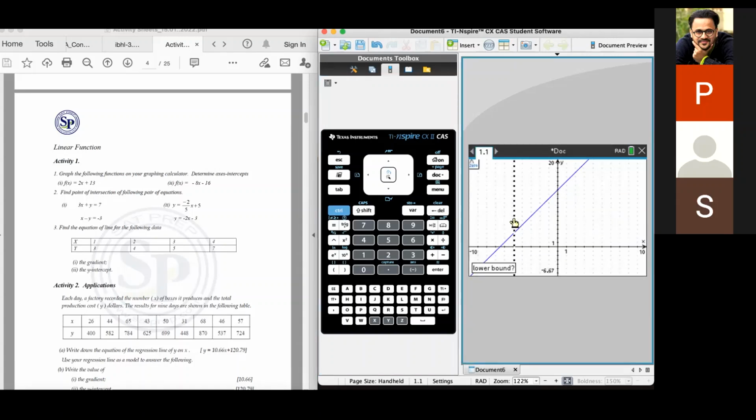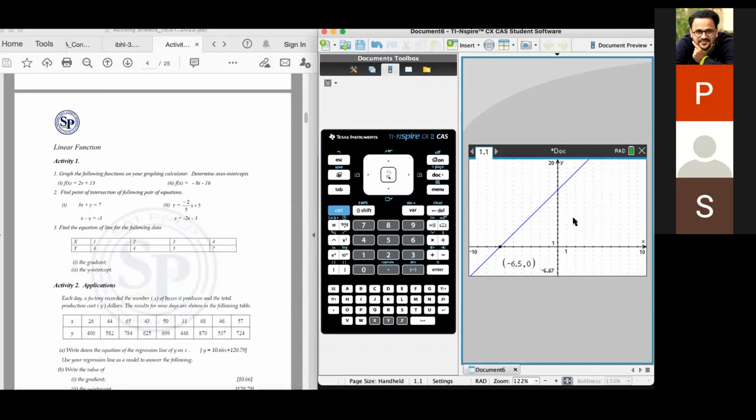For the x-intercept, you need to put the lower bound here, because we know that this is the point of intersection. So we need to click, bring your cursor, and you can see the dotted line. On the left side of this, it is written lower bound. As you click it, it becomes upper bound, and you need to bring it to the other side here. And then you can find the x-intercept here.